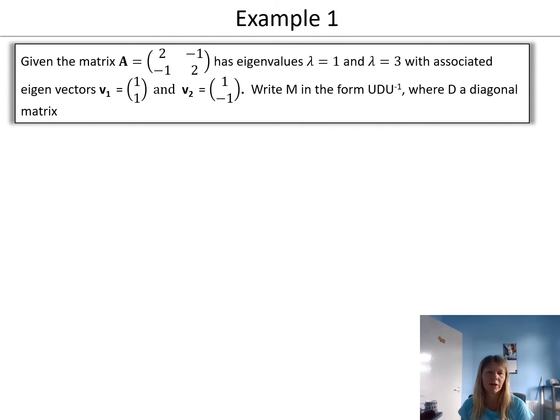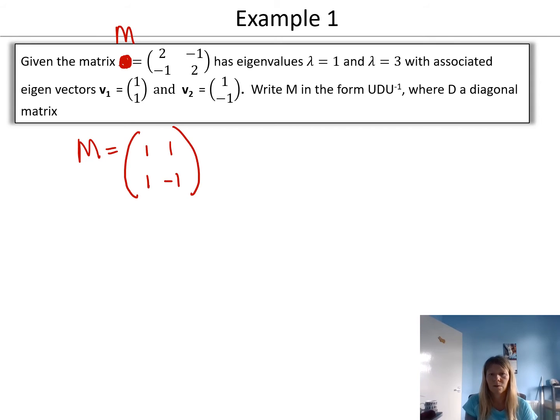Right, the matrix has eigenvalues associated with eigenvectors. Thank God they've been found for us. Write M in the U D U to the minus 1 form. So we scribble that out because I've said write M and I've given it A. Let's put M then. So M will equal U, where U is the eigenvectors, D is the eigenvalues on the diagonal, and U inverse. I'll use my machine.